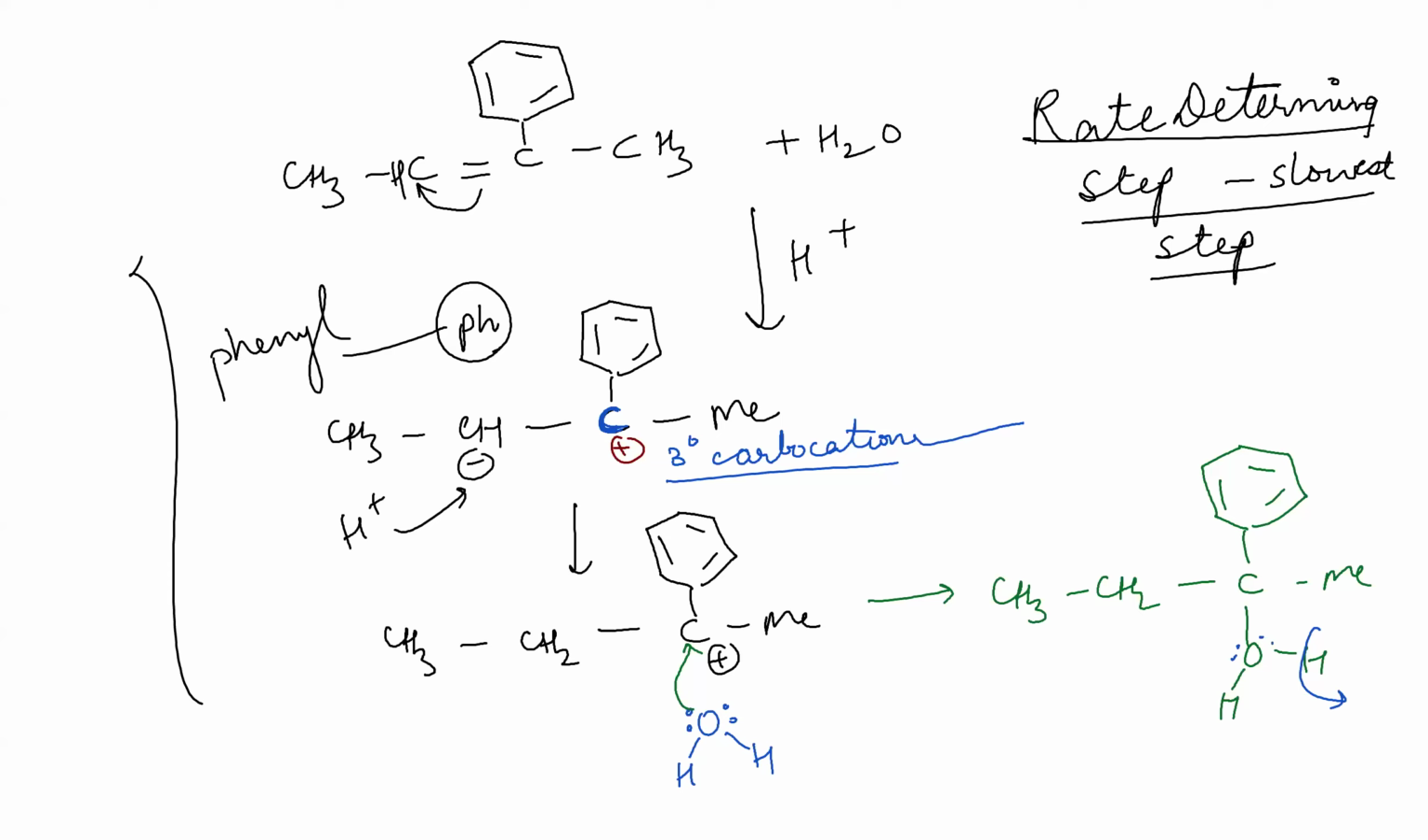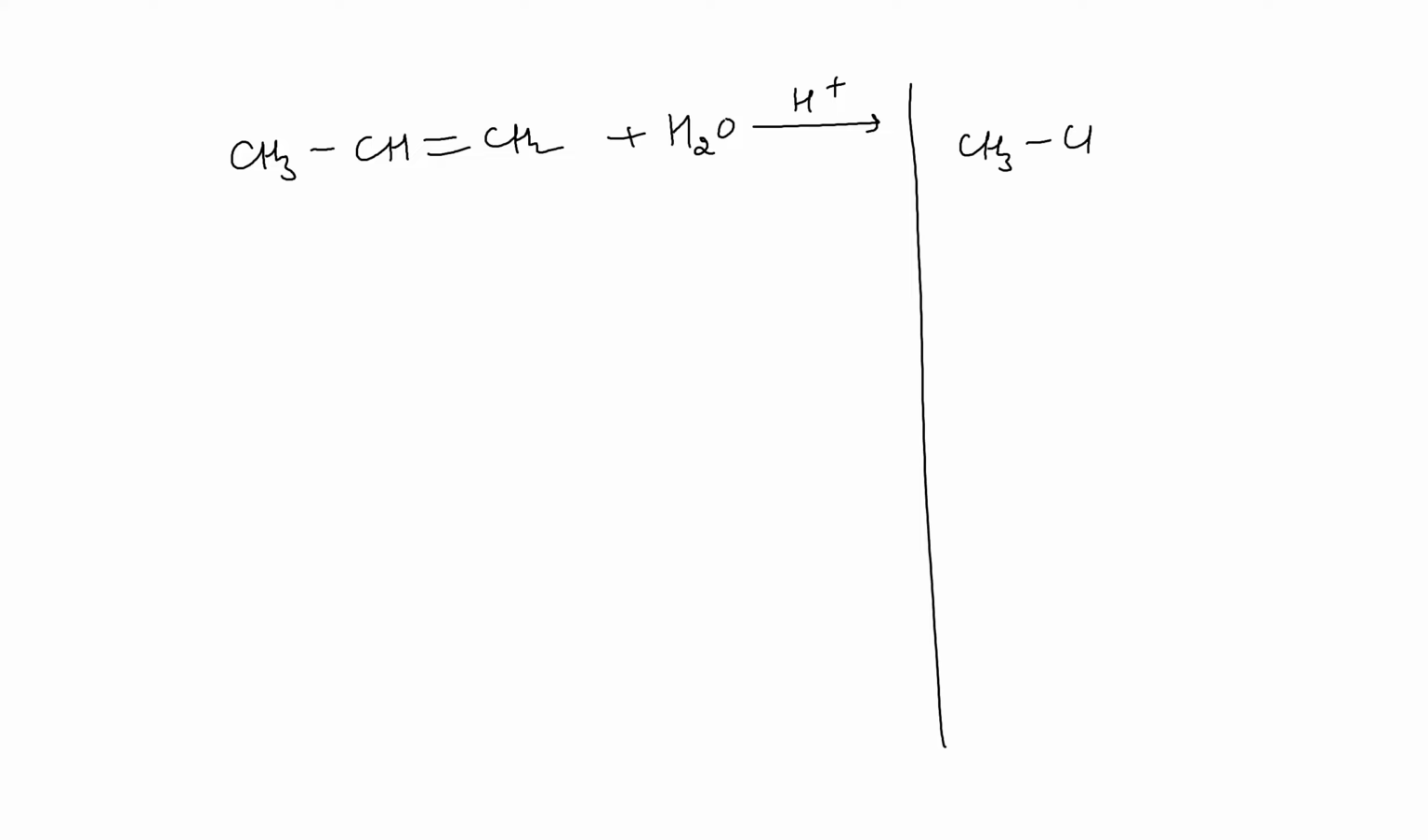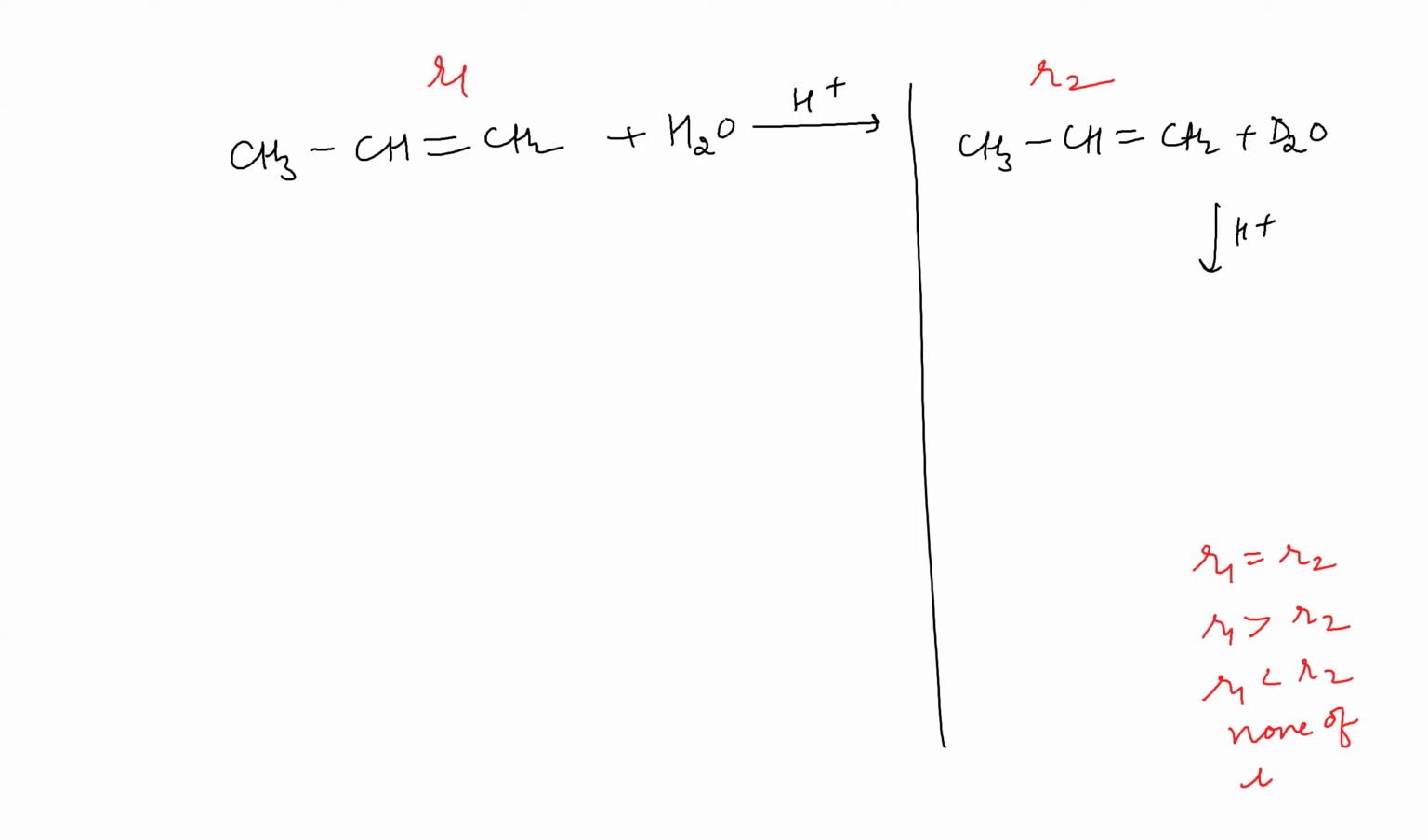Now understand. If I give you this question, there is one question which says CH3 plus H2O. Another question is CH3 plus D2O. The question says the rate of this reaction is R1 and the rate of this reaction is R2. Then you have to tell. So the options will be something like this: R1 equals R2, R1 greater than R2, R1 lesser than R2, and none of these. Like that. Now, you have to understand what is the rate determining step.